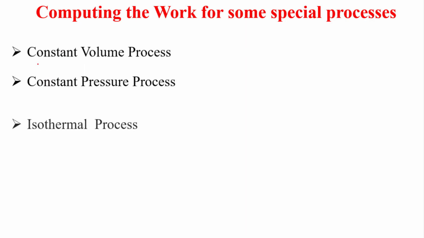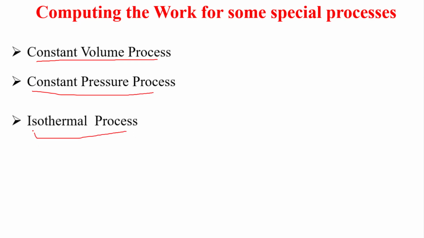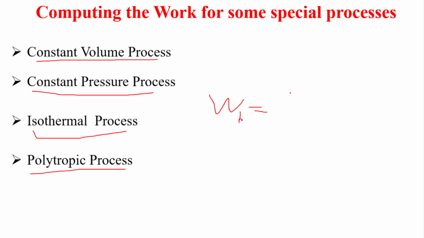So computing the work from special processes. Today we'll tackle four processes: constant volume process, constant pressure process, isothermal process, and polytropic process. And bear in mind that work is equal to boundary work, which equals the integration of pressure P multiplied by dV, from V initial to V final.